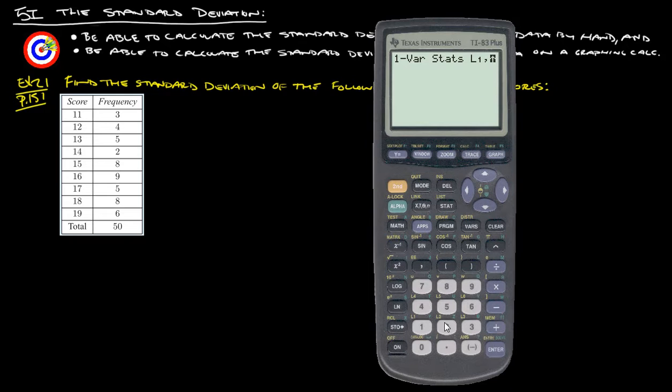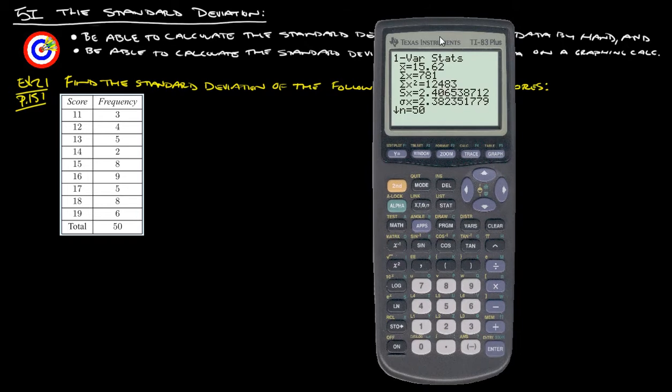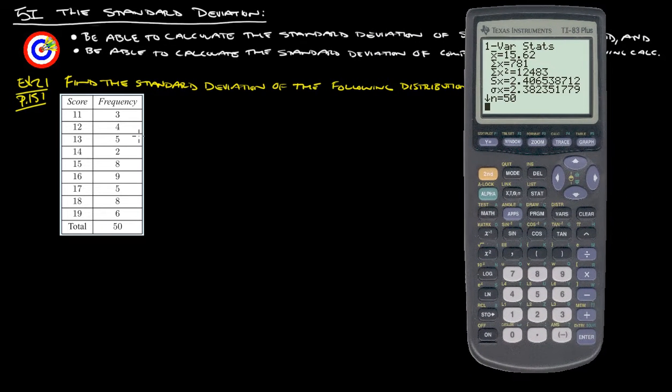But ours, we're going to do list 1, and you put a comma, and then you use second, and then you do, see how there's a little L2 right there, and there's list 2. And now we're going to calculate.